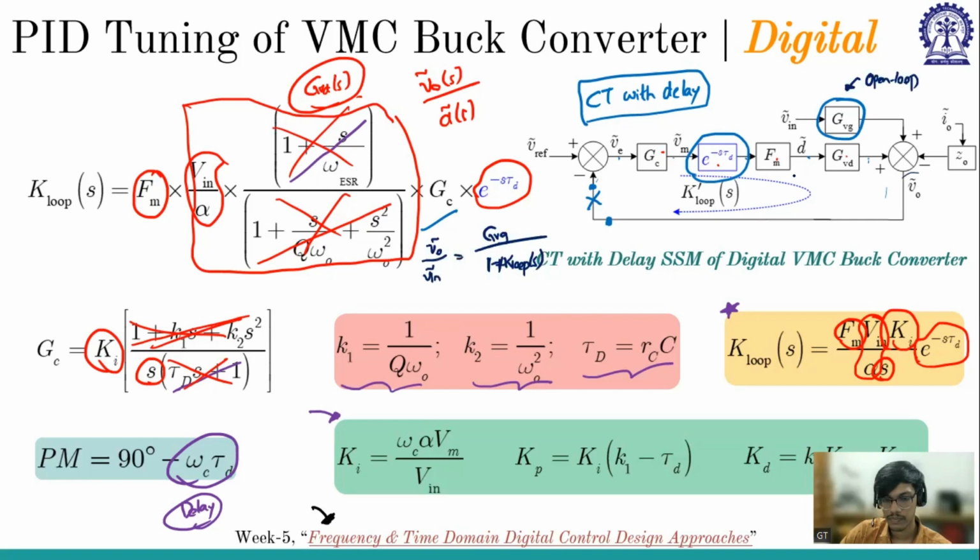Sir, there are actually two loops, right? We are considering only one loop. No, there is no other loop. Only this is the closed loop. I can see only one closed loop. The others are directly added to this summer. There is no other closed loop. Okay.